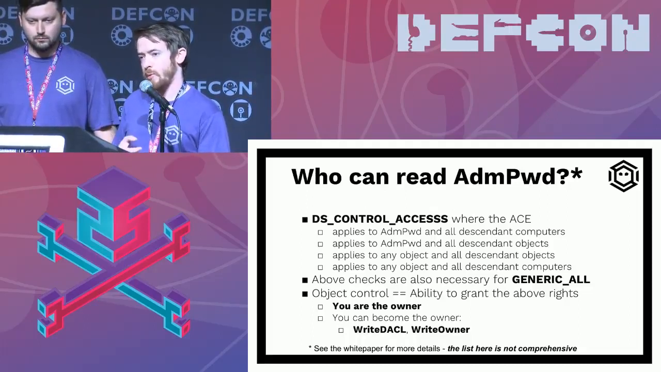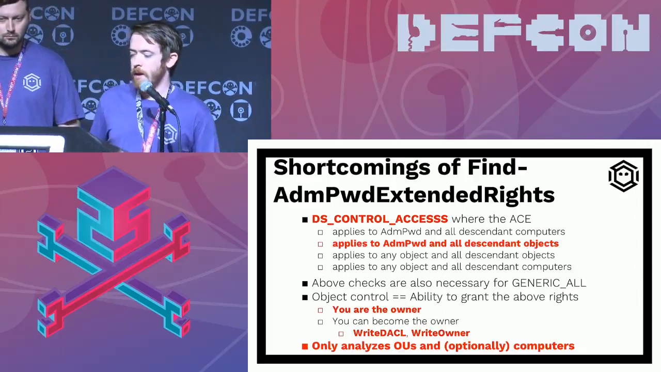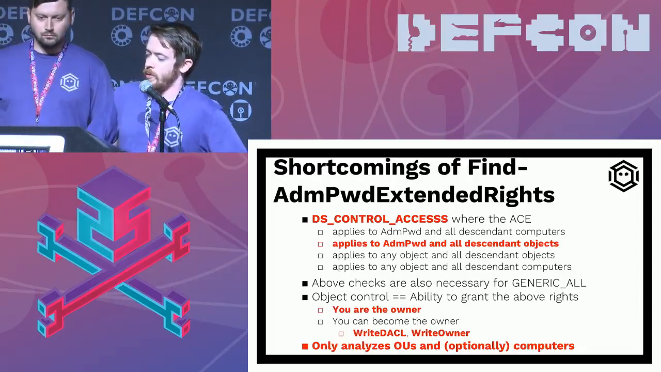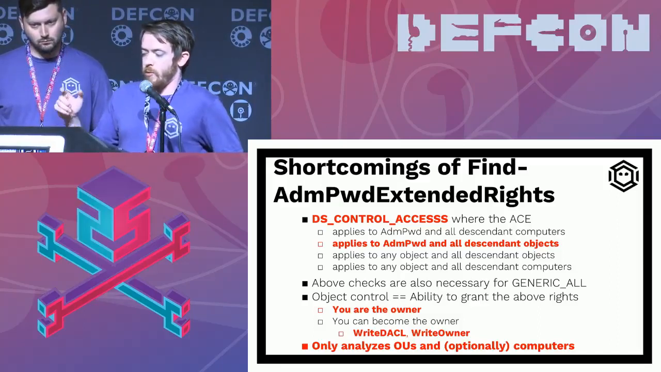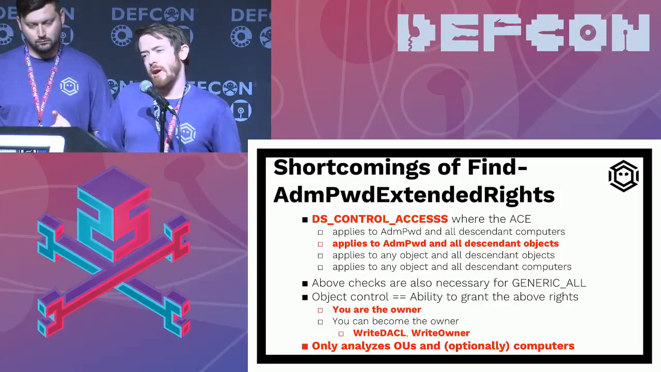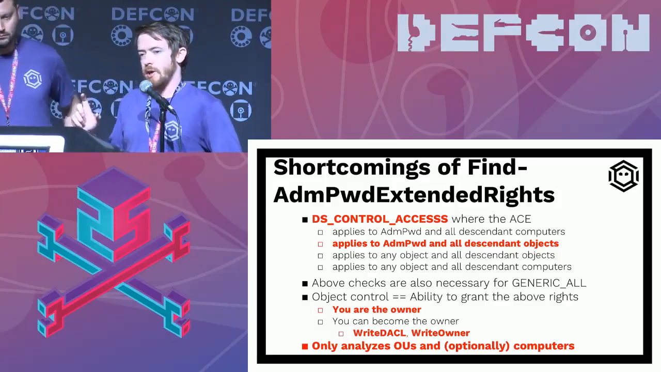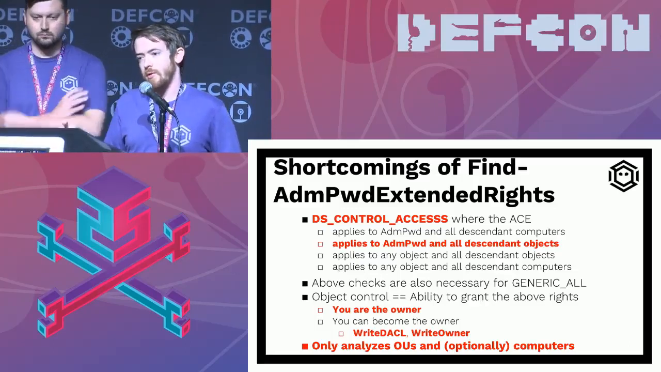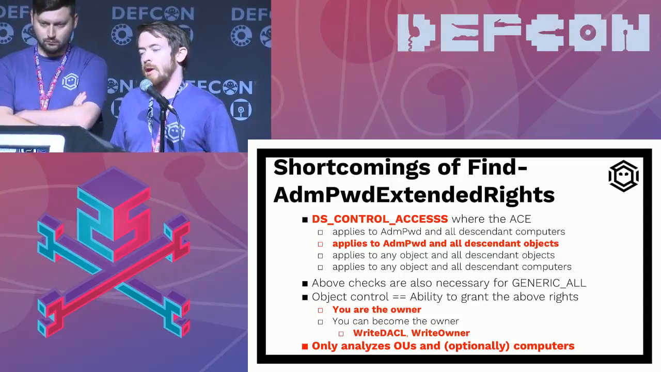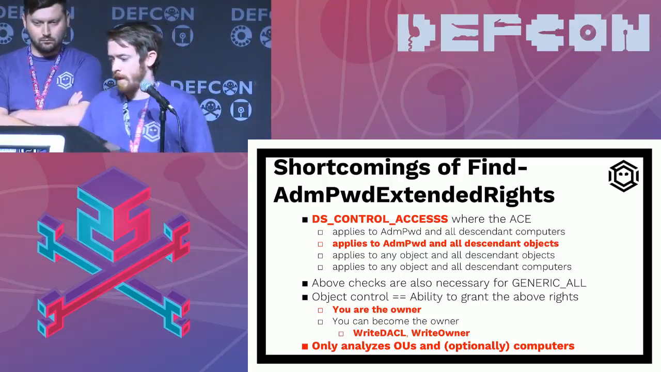There are several more flaws we discovered just a few days before giving the presentation. So if DS control access is set, but the ACE applies to all descendant objects instead of computer descendant objects, that's an edge case. Also, it doesn't check if you're the owner, if you can write the DACL, or write the owner. And it only analyzes OUs and optionally specific computers. It doesn't check for things in the default user and computer containers.